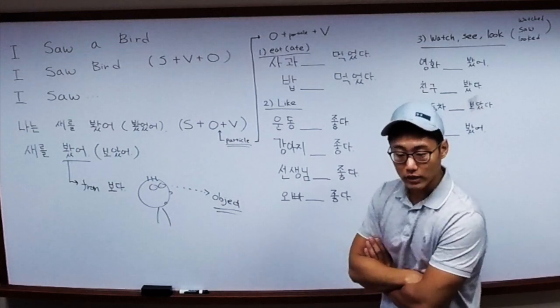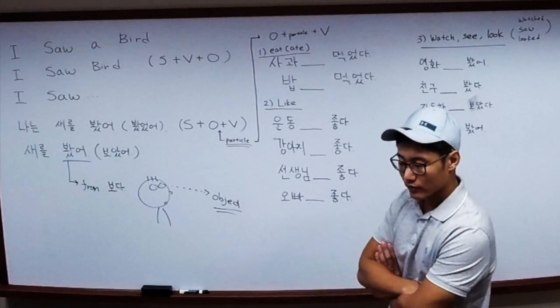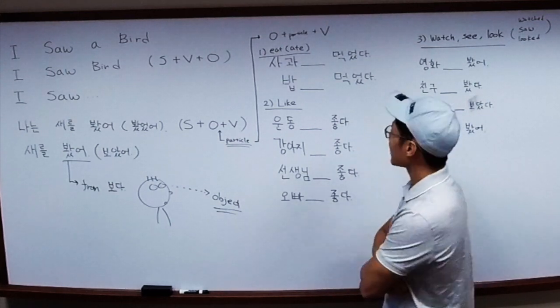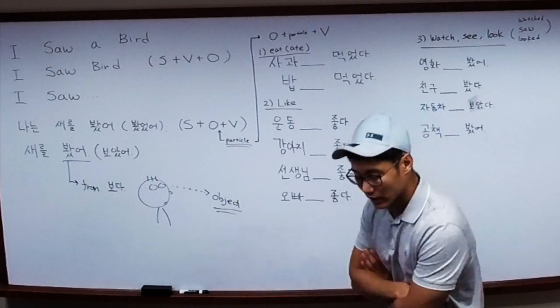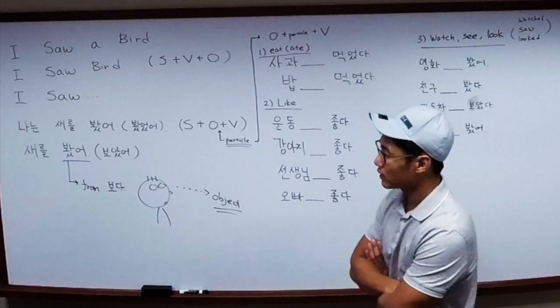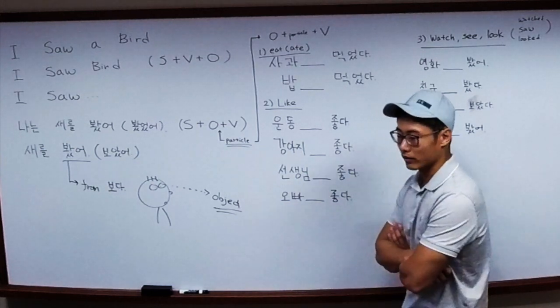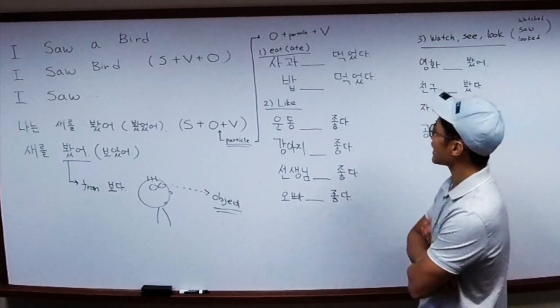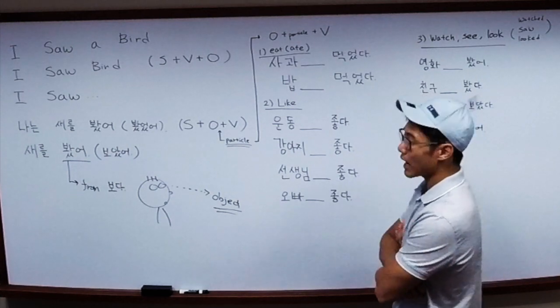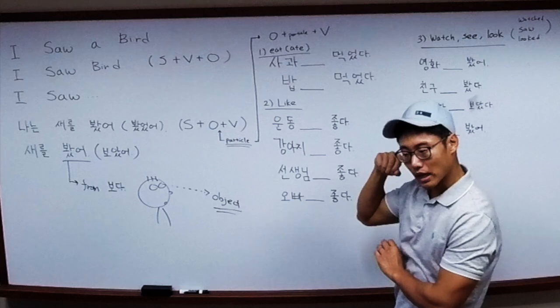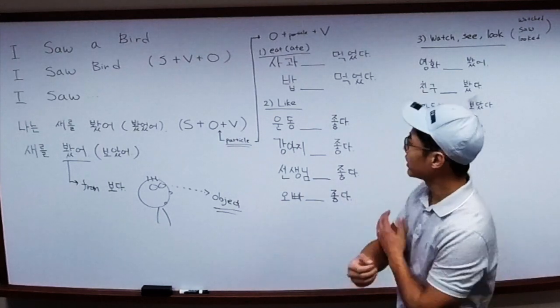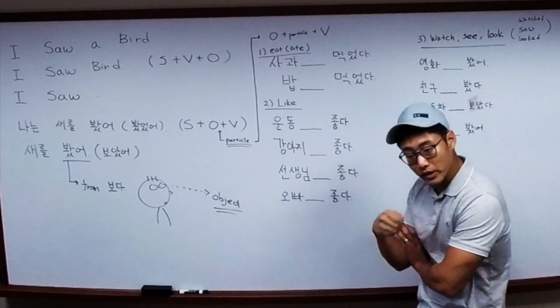Okay, so eat is 먹다, right? The infinitive form would be 먹다, and we can change to the past tense, which is 먹었다. 먹었다, right? Okay. So we're going to try to use 사과 and 밥. What is 사과? 사과 is apple. Very good. And 밥 is rice or meal, right?